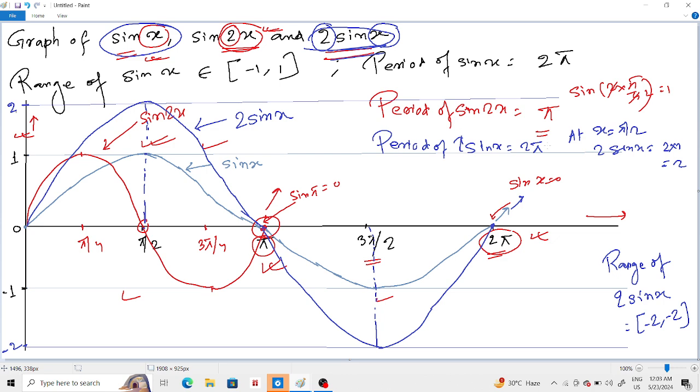So in today's video we will stop here. In our next video we will see how we can draw graphs of sine square x and sine x minus pi by 4 or sine x plus pi by 4 with respect to sine x.